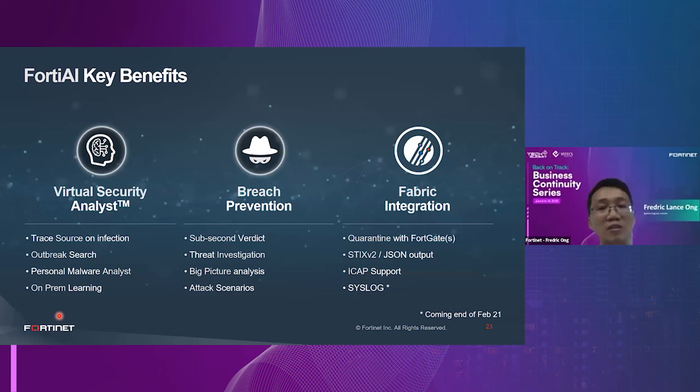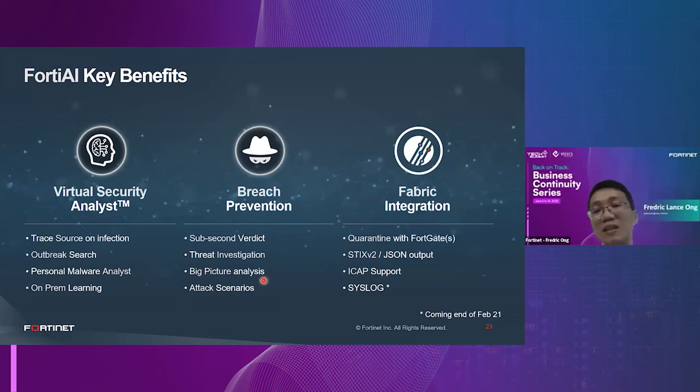With on-prem learning, the detection and effectivity rate of the FortiNDR is further increased. It's just like training someone to do a particular task. The more training you give, the more effective that person will become, right? This is similar to machine learning or a deep neural network solution like the FortiNDR. So it can also do breach prevention with this sub-second verdict. You don't need to wait a long time to analyze a suspicious file or traffic. It can help you do threat investigation and give you a big picture analysis, with the various attack scenarios that it can detect.